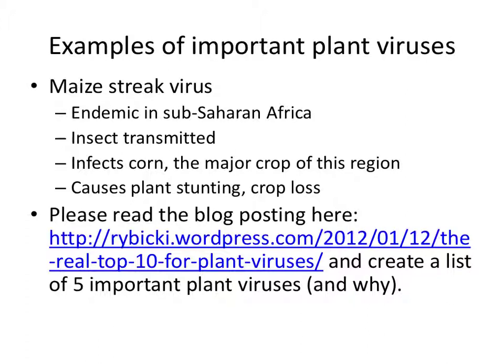And it causes plant stunting and crop loss. So it's accountable for at least, in some years, 10% loss of the overall corn crop, which people are relying on to eat. And so the propagation of that particular plant virus is directly linked to human hunger and in some cases starvation. I'd like you to read the blog posting at the site indicated here and create a list for homework of 5 important plant viruses, and we'll talk about that in class.